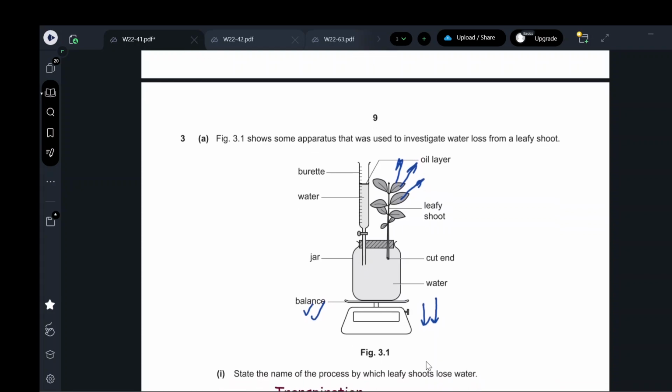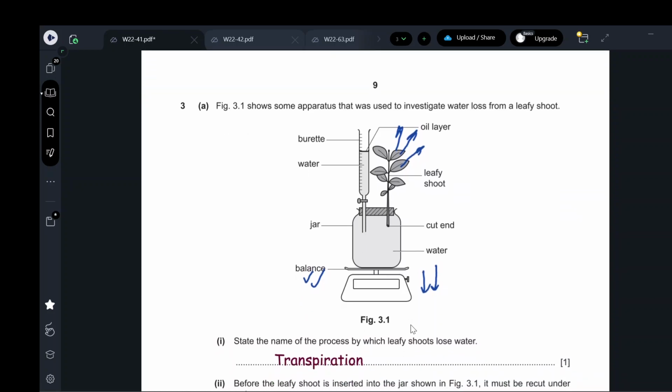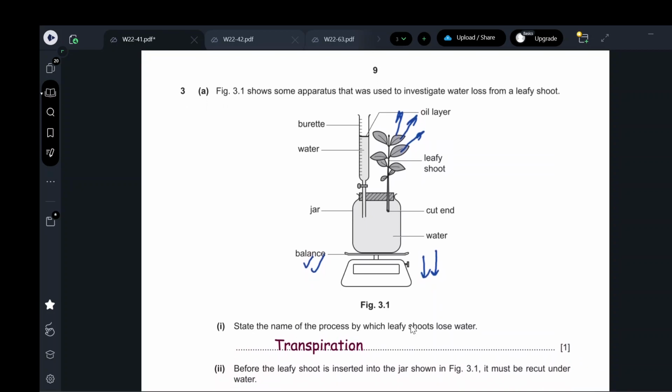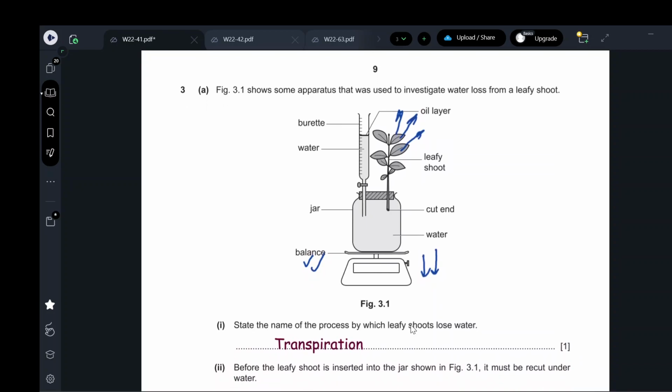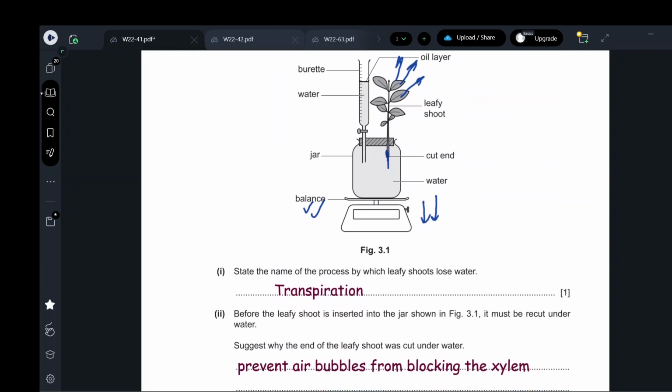So, what is the process by which the leafy shoots lose water? The water vapor goes out of the leaves by transpiration. Before you insert them in the jar, they must be cut underwater. You have this point in your notes. Why do we cut them underwater? Because if you cut them in air, the air bubbles will go inside the xylem and block it. To prevent air bubbles from blocking the xylem.